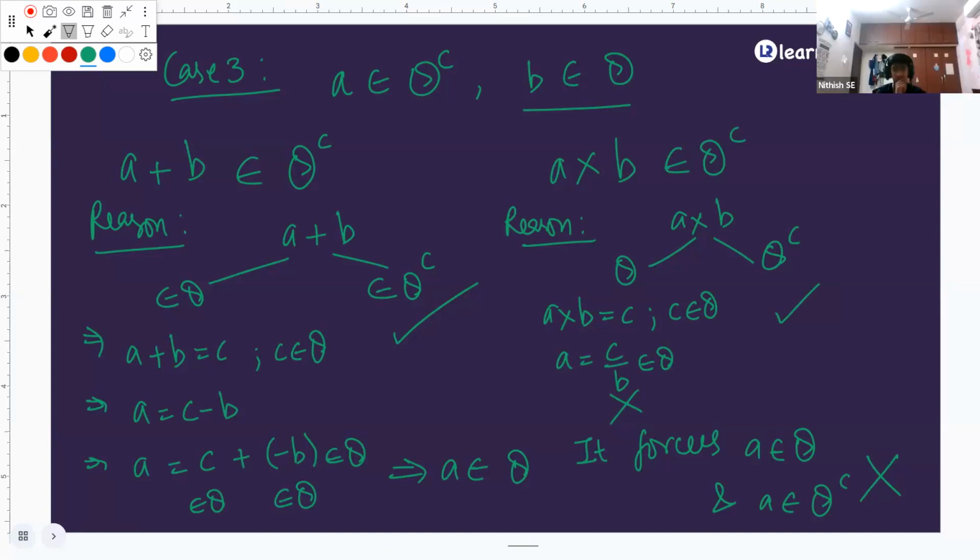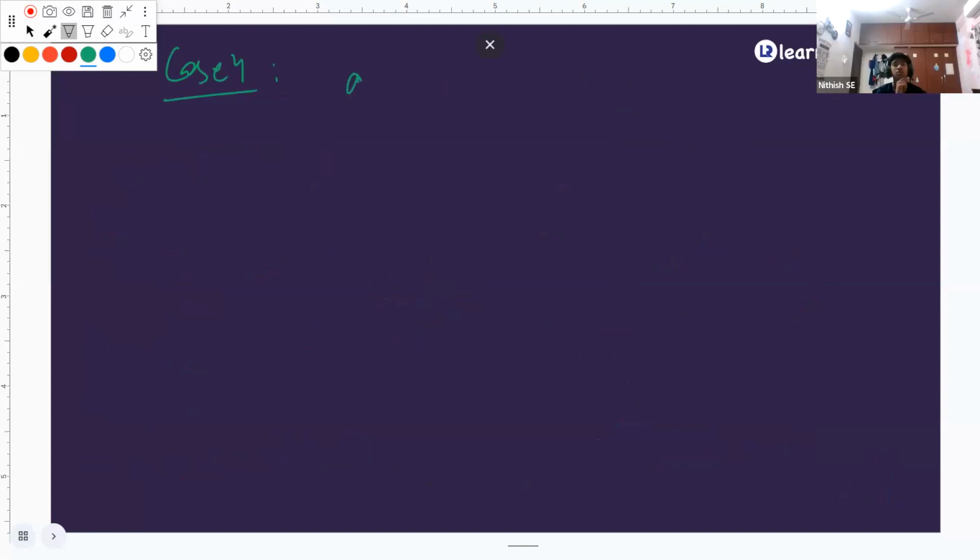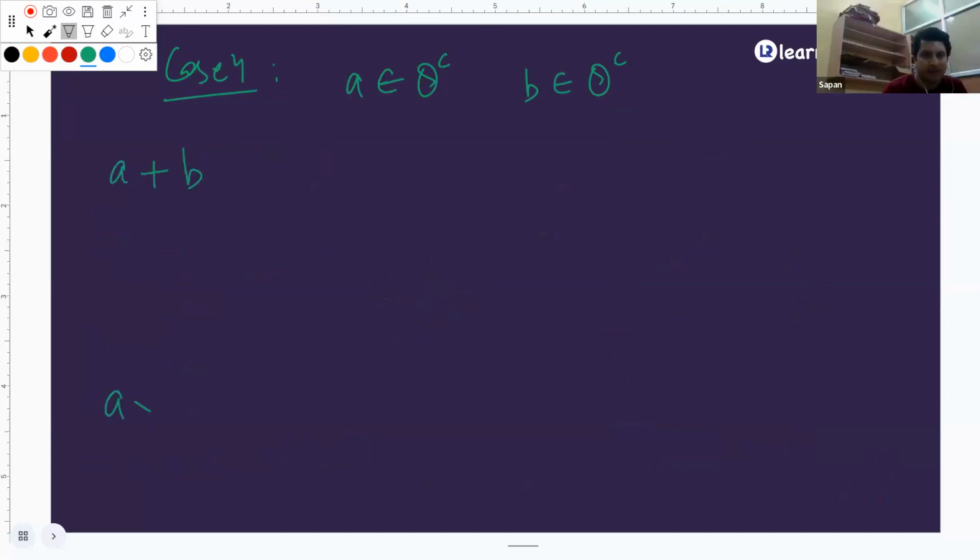What about case 4? Both of them are irrational numbers. So the sum will be irrational, but the multiplication will be rational. What about A plus B and A cross B? So, wait a minute. A plus B: A will be an irrational number and B will be an irrational number, which will lead to an irrational number.